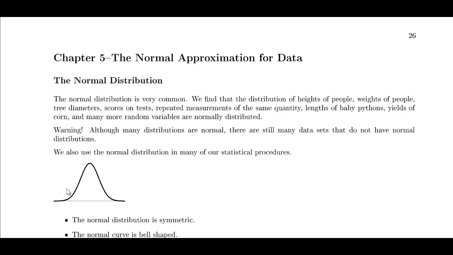Chapter 5 is the normal distribution. Okay, our normal distribution is very common. We find that the distributions of heights of people, weights of people, tree diameter, scores on tests, repeated measurements of the same quantity, yields of corn, many random variables are normally distributed.